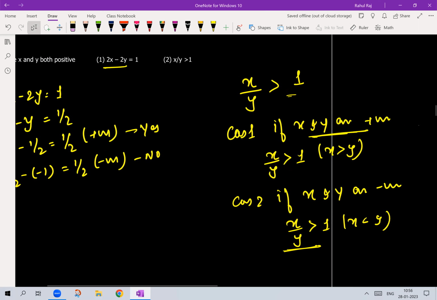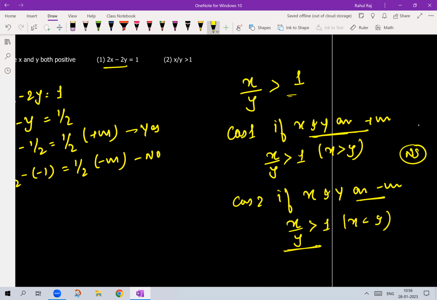That's it. All right. So option number 2 is not sufficient, because X and Y are positive in some cases and negative in others, so we have a yes and no situation. Manan, Abhishek, is this clear? Shreya? Yes, Rahul. Perfect.